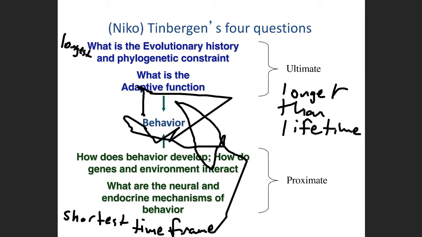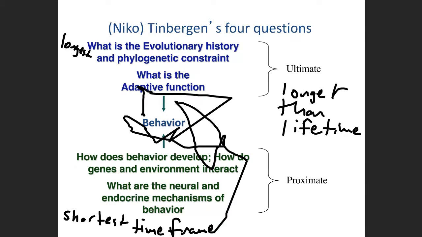Why do I say that? For traits to have an adaptive function that shapes them evolutionarily, you need multiple generations for differences in fitness and reproductive success to lead to an increase in that trait. So adaptive function is always going to take place on a time scale longer than a lifetime. Similarly, if a trait is constrained evolutionarily, its history explains the trait.